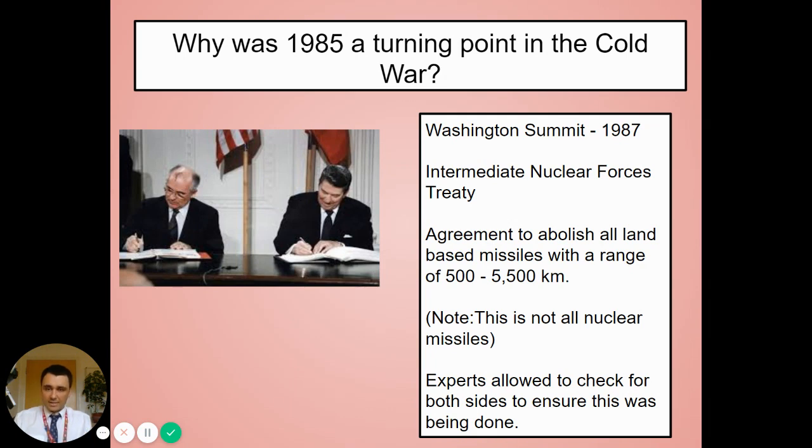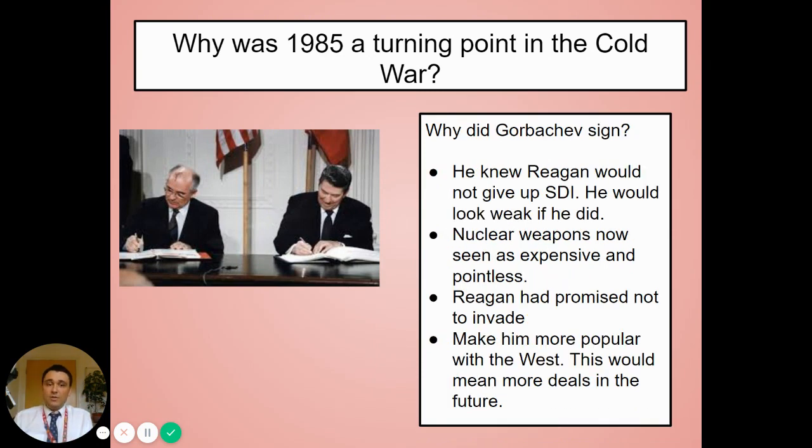Here's the question: SDI doesn't go. Reagan still keeps that shield, so Gorbachev had stuck to his guns the year before. Why is it that Gorbachev now says, fine, I'll get rid of nuclear weapons and you can keep your SDI program? Well, he knew that Reagan wouldn't give it up. He knew that Reagan would look weak if he had done that.